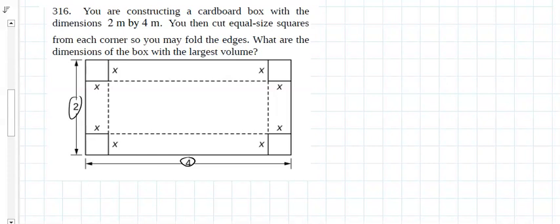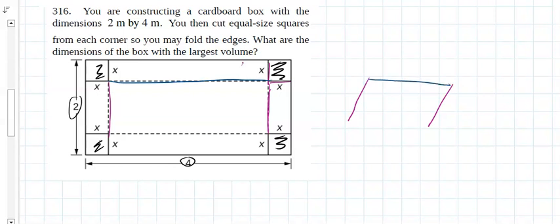meters. Then you cut equal size squares. So we're going to cut this part out, this, and this. What we're going to do is fold this up, stand it up, and fold this up. So this right here will become this, and this will be something like that. This side right here will become this part of the box, and this part right here will become this part of the box.